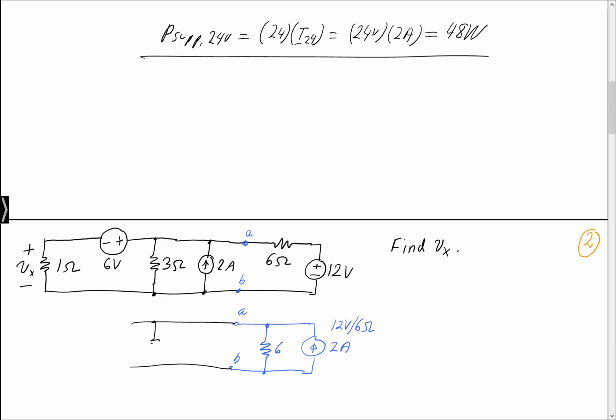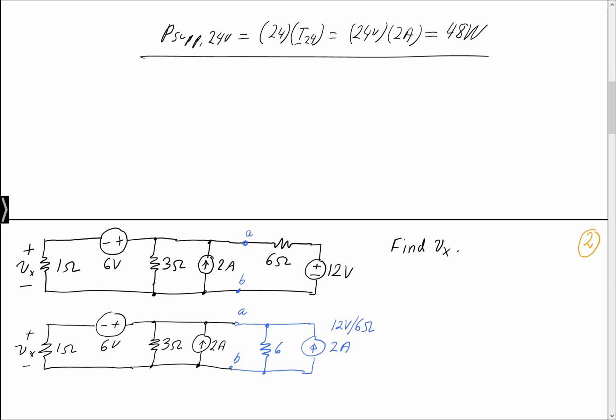So we have a 3 ohm and the 2 amp pointing up. We have the series voltage of 6 volts, and then of course we have the 1 ohm across which is marked the voltage Vx, which we're interested in. So this is the first step.